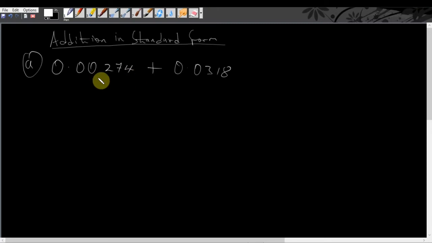Let's convert this to standard form. Remember what we learned. You begin from these numbers here, leave the 0, begin from 2 that started the numbers after the 0, which is 2.74.